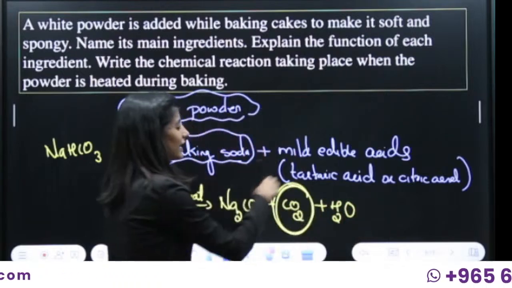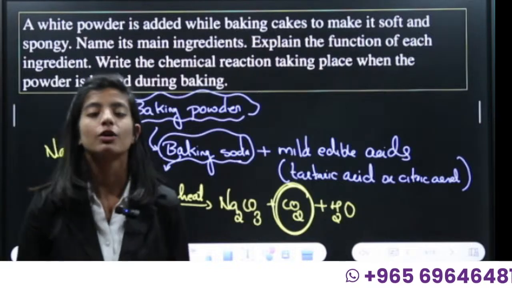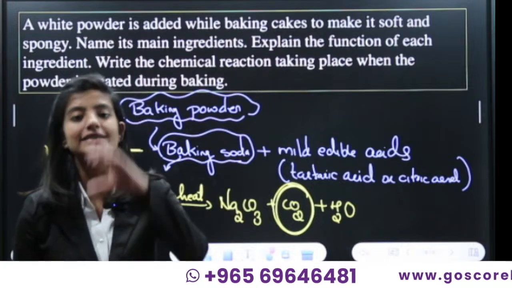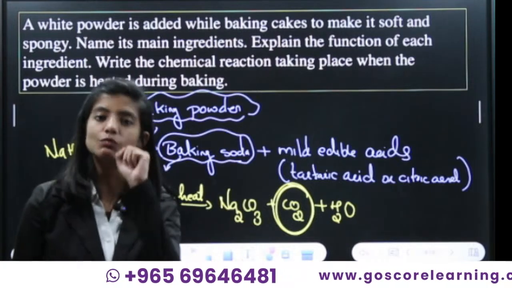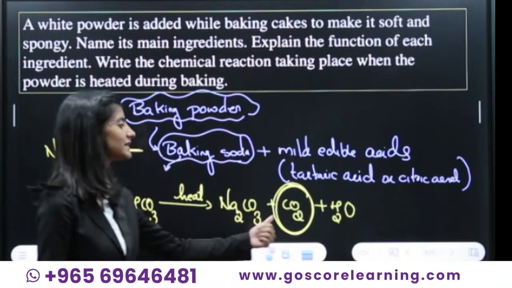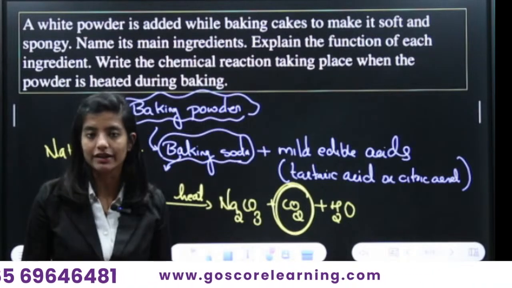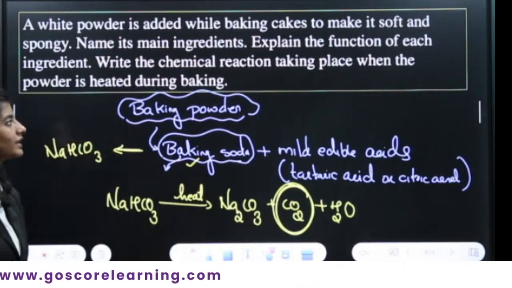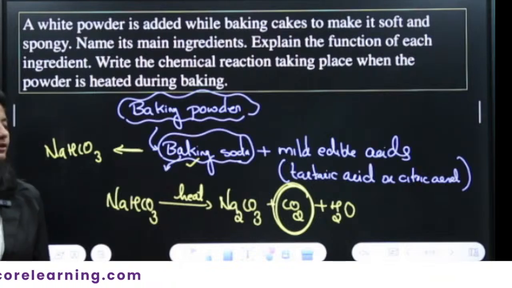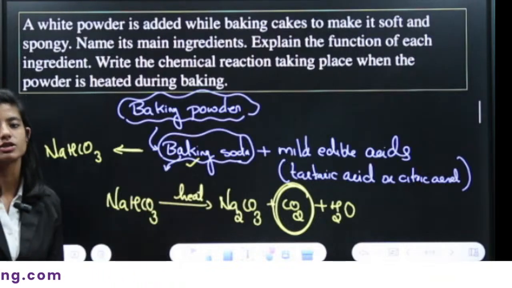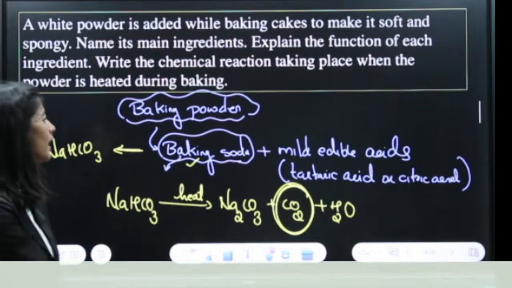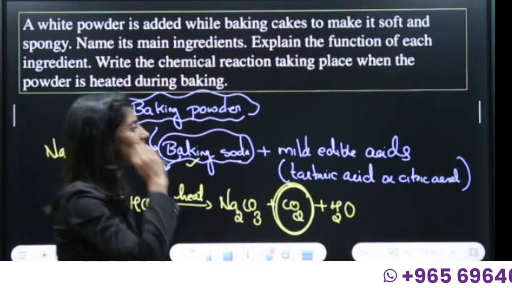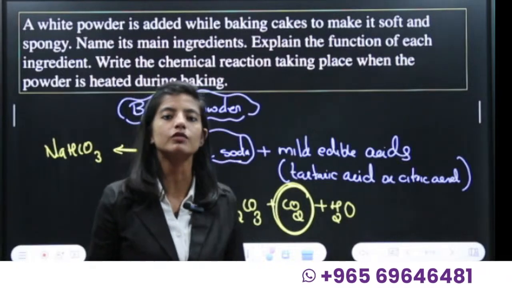Okay, here is your secret. It is due to the carbon dioxide. Due to the evolution of carbon dioxide gas, the cake becomes spongy and smooth. The carbon dioxide is the main reason giving a smooth texture to your cakes. That's why we are adding baking soda, to make the cake fluffy and spongy. Now baking soda is done. Why are we using these mild edible acids? What is the role of the acids here?